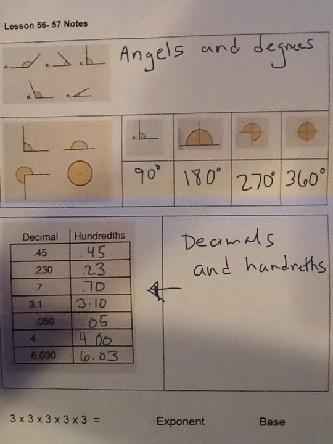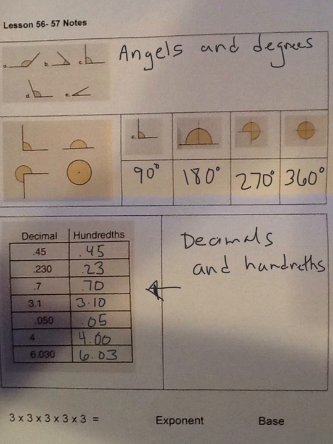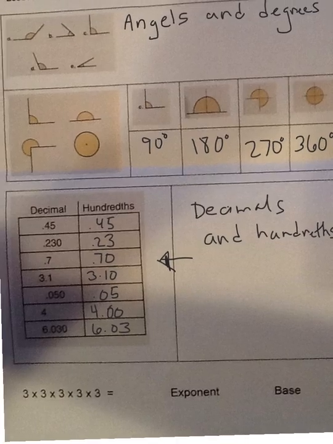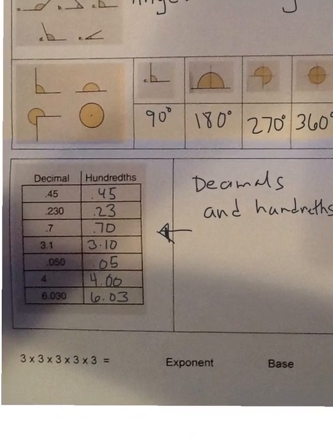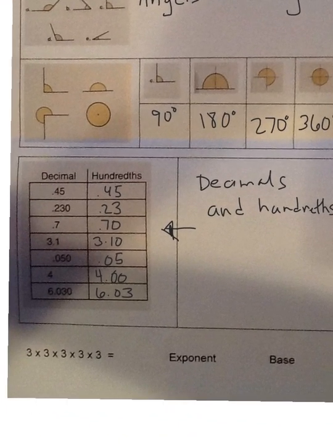Last, let's look at exponents. We are going to look at a new way to write repeated multiplication. So if we look here, we can see that the number repeated is 3. The number that's being repeated is the base number. So 3 is being repeated, so the base number is 3.